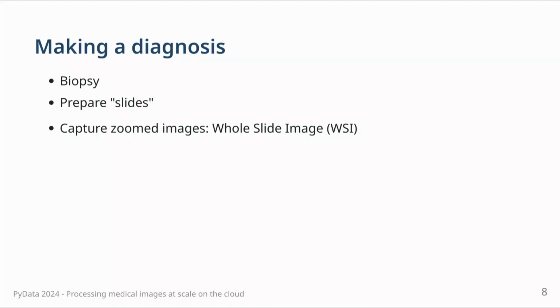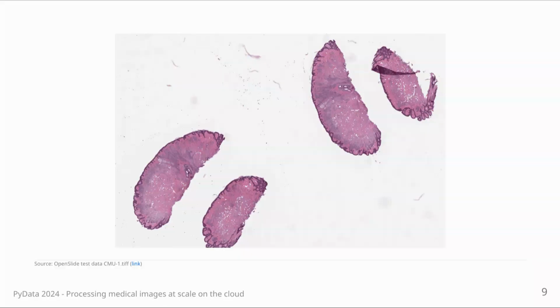So you prepare those slides, and then you capture zoomed images of them. This is what we call whole slide images. Right? It looks a bit like that. This is one of the test files from a library. We're going to talk about that later. These files are super, super big, right? Here, it's not 4 cells. It's 4 pieces of tissue. And then you can't really see on this screen, but it's plenty of cells.